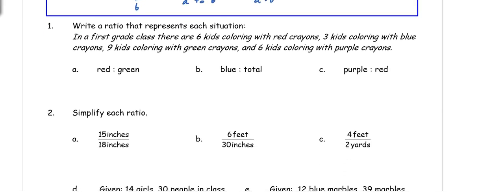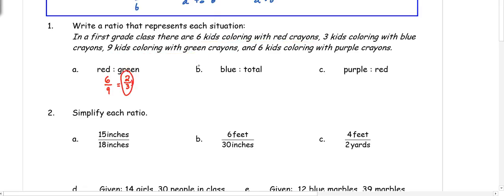Number one, write the ratio that represents each situation. In a first grade class, there are 6 kids coloring with red crayons, 3 kids coloring with blue crayons, 9 kids coloring with green crayons, and 6 kids coloring with purple crayons. In part A, we want to compare the red to the green crayons. So we have 6 kids with red crayons, and we have 9 kids with green crayons. So when we compare this, we're going to have 6 over 9, and then we reduce, and we get 2/3.